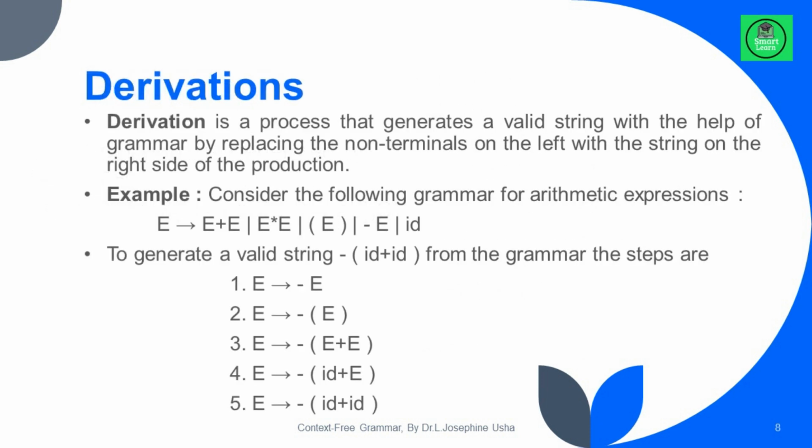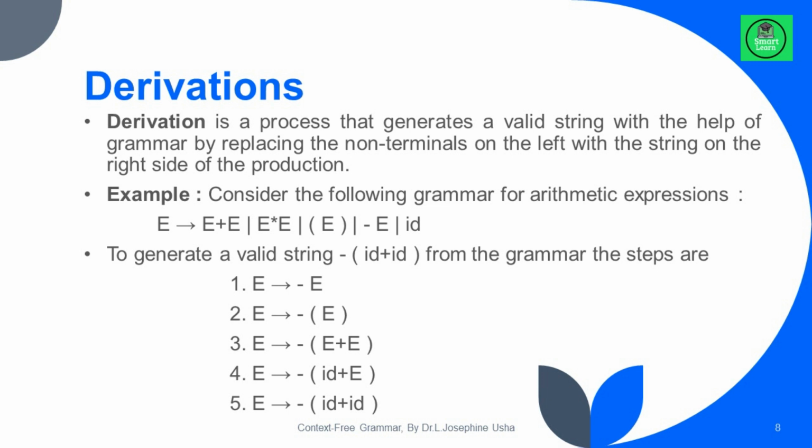Next one is derivation. First we see what is derivation. Derivation is a process that generates a valid string with the help of a grammar by replacing the non-terminals on the left with the string on the right of the production. Actually, in a production we have three things: a left hand side non-terminal, then an arrow, and on the right hand side any number of terminals or non-terminals. So at each step in the derivation, we replace a non-terminal by its right side.